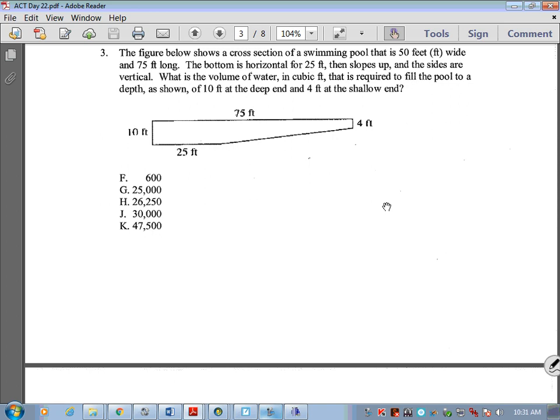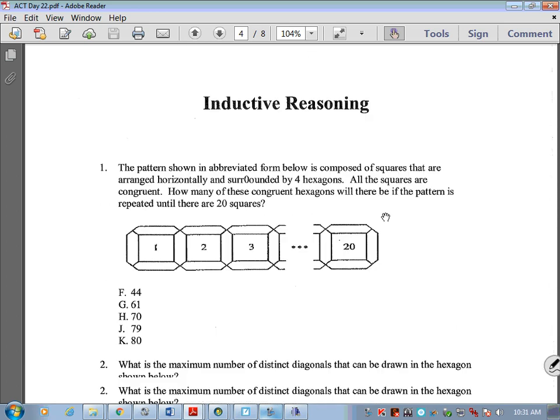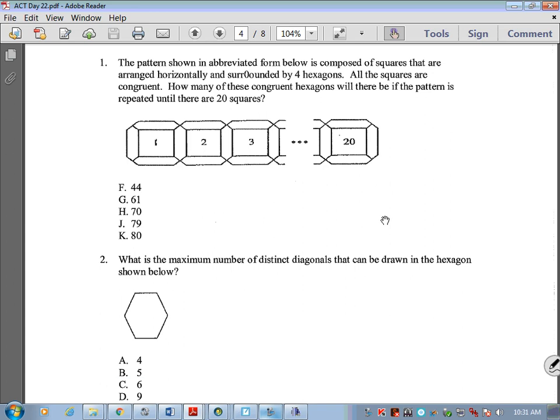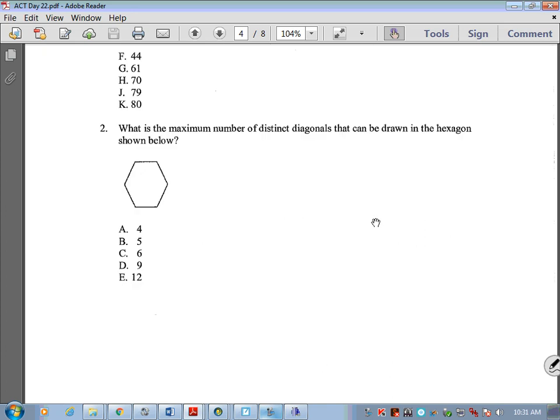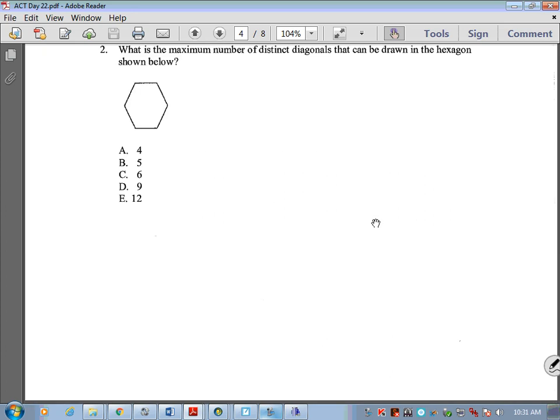Okay. Inductive reasoning, number 1. This is one that's commonly missed, and I'll explain that whenever we get to that. G, 61. 2 actually has a formula to it, so that'll simplify life if we know that. 2 is D, 9.